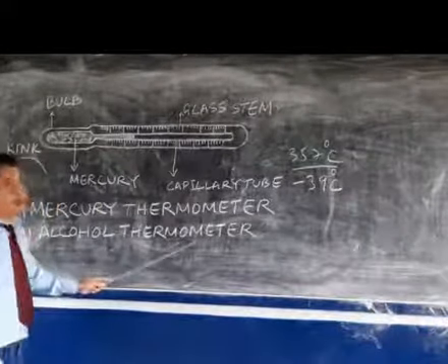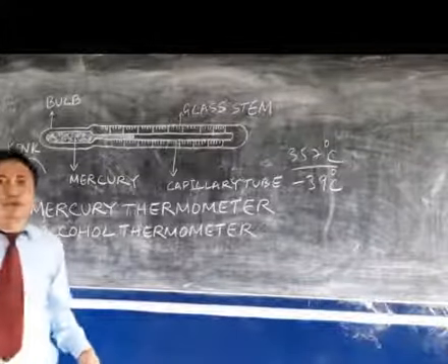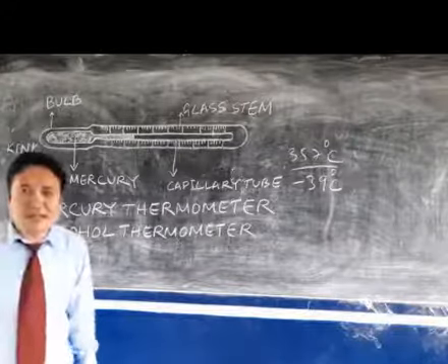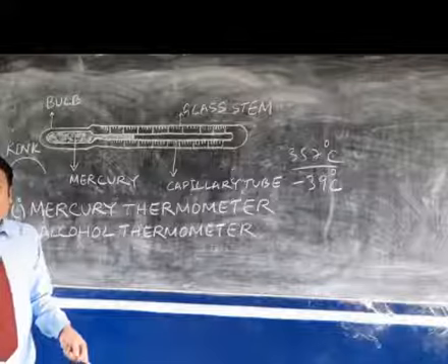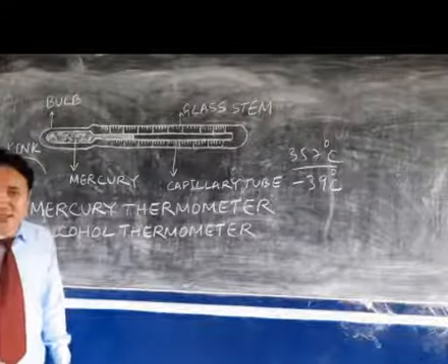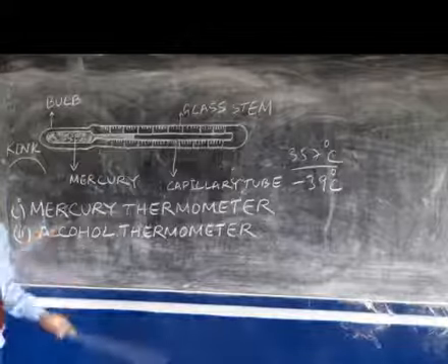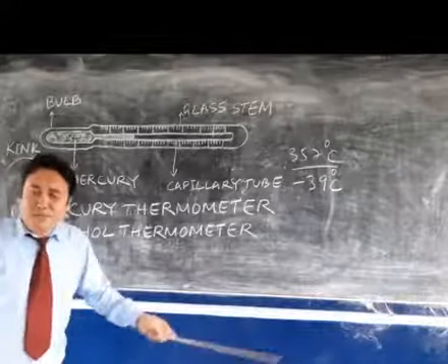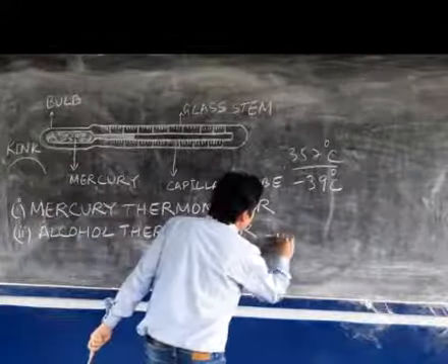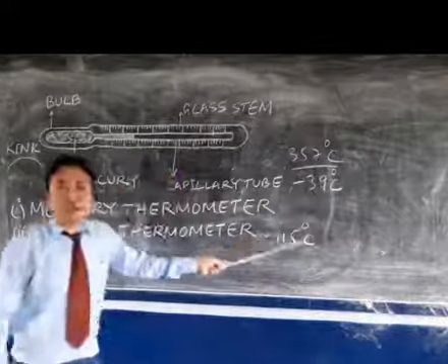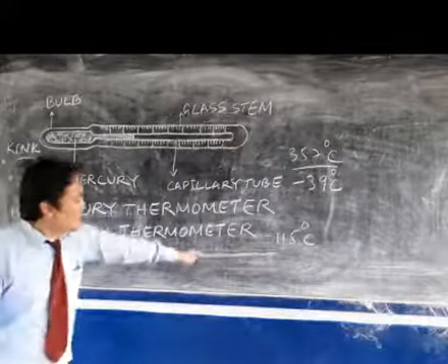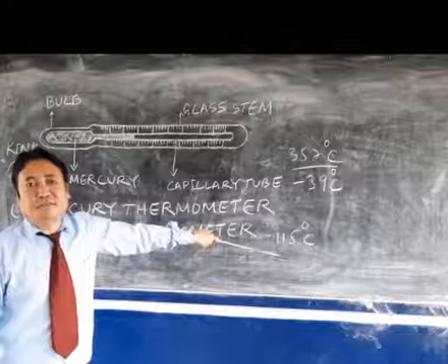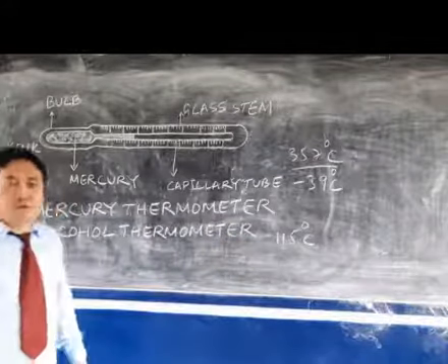Now the next one is the alcohol thermometer. This alcohol thermometer is used in regions where the temperature is very low, like the Arctic region as well as the Antarctic region. Here, alcohol is used as a thermometric liquid instead of mercury. The freezing point of alcohol is minus 115 degrees Celsius, which is very much less compared to that of mercury. So having a very low freezing point, these are used to find the temperature in very cold places.